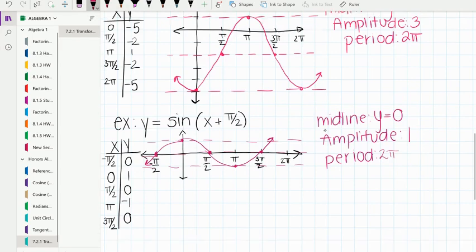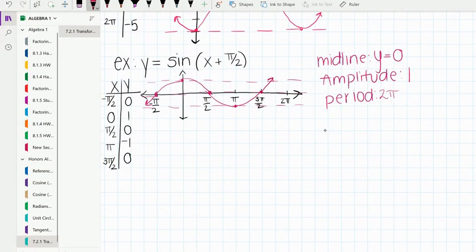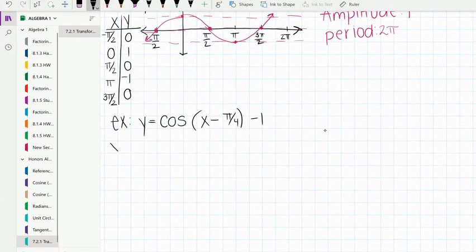All right, so last example. If I could get my black pen. Okay, so this time we're going to do cosine. So y equals cosine x minus pi over 4, and then we're also going to do -1. All right, so both the x and y values are changing, so we're going to move all of the x values to the right pi over 4 and all of the y values down 1. So I'll do the y values first because that's easy. So 1 becomes 0, 0 becomes -1, -1 becomes -2, 0 becomes -1, and 1 becomes 0.